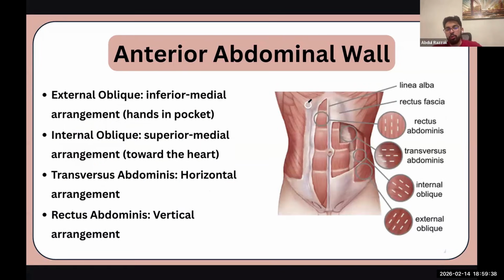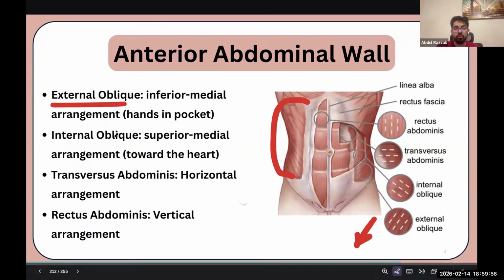The muscles of the anterior abdominal wall: you have four of them. We have three on the side and one in the middle. The ones on the side are, the first one is called external oblique, and this has an inferior medial arrangement. So it's like you're putting your hands in your pockets. As you can see, this is the external oblique going this direction.